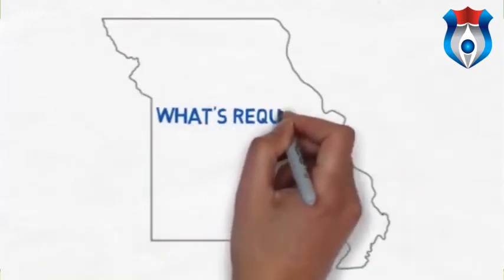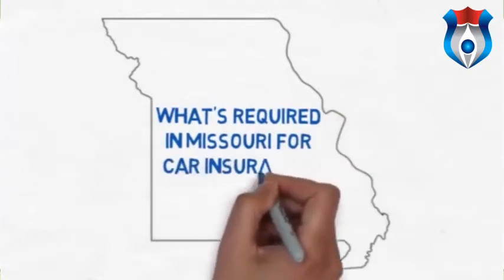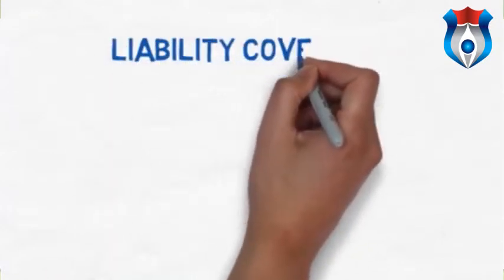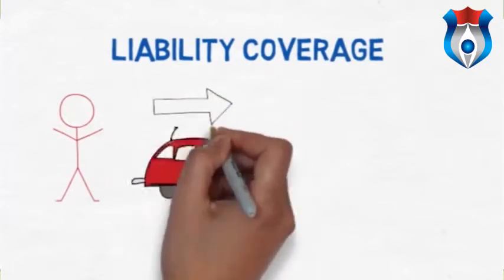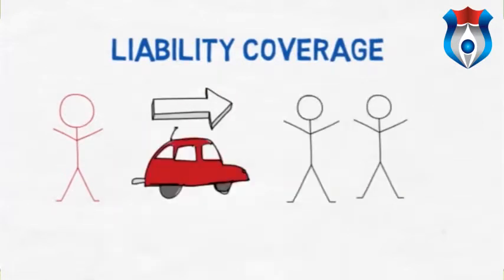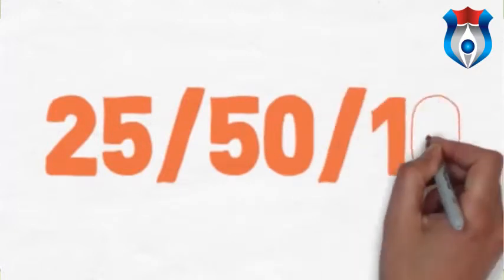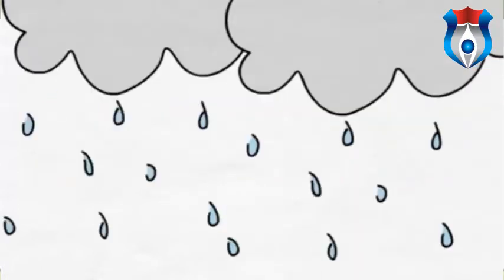What is required in Missouri for car insurance? At a minimum, you must have liability coverage. But what's that? If you have an accident and it's your fault, it pays for the injuries or damages you or someone driving your car causes. Missouri requires drivers to carry a minimum amount of liability insurance called 25-50-10. Let's see how this works.